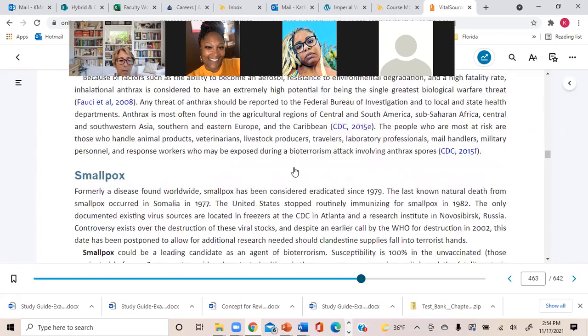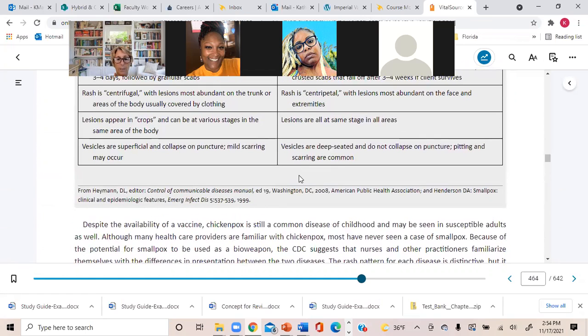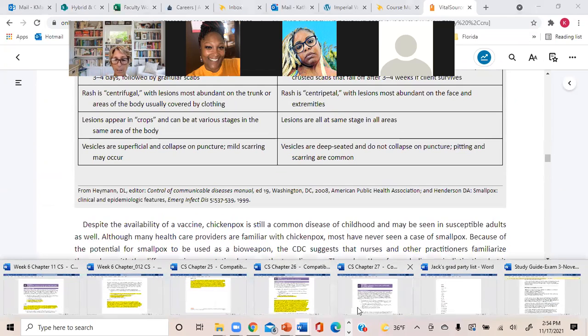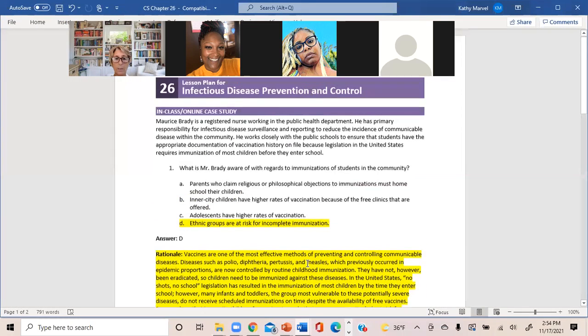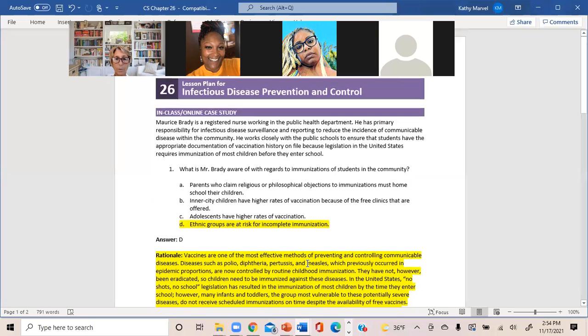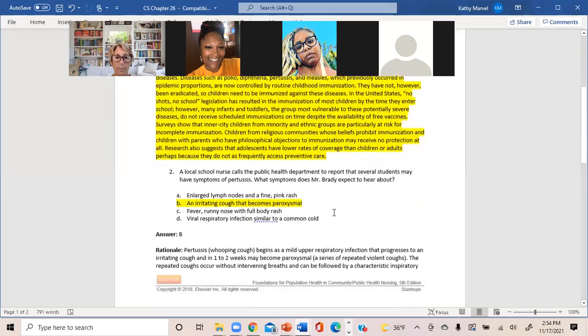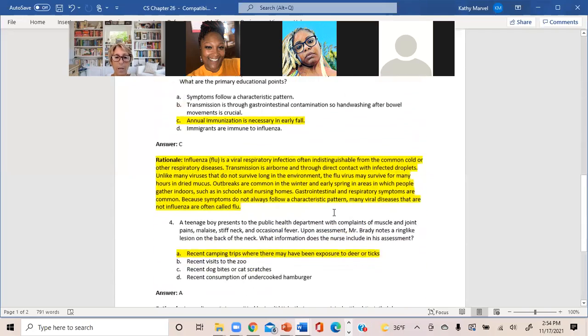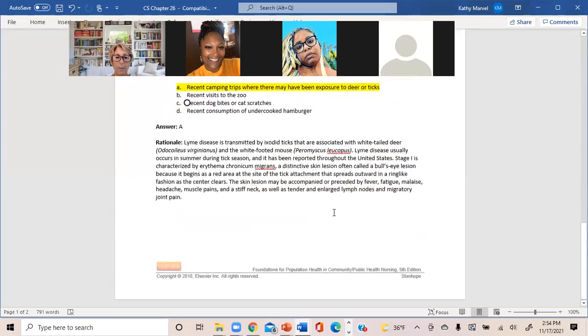So we're not going to talk about agents of bioterrorism. I think that was it. I'm going to let you guys do the case study on your own. It's a good one. Chapters 25 and 26 are really good case studies, so I am highly encouraging you to review them. They talk about vaccines, influenza, and Lyme disease. Those are the three rationales I want you to read about.